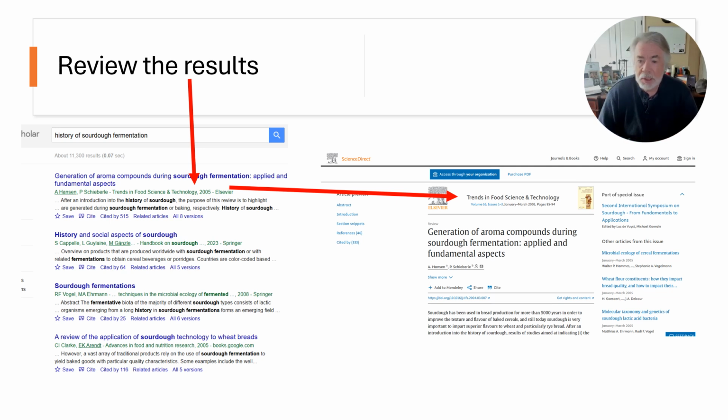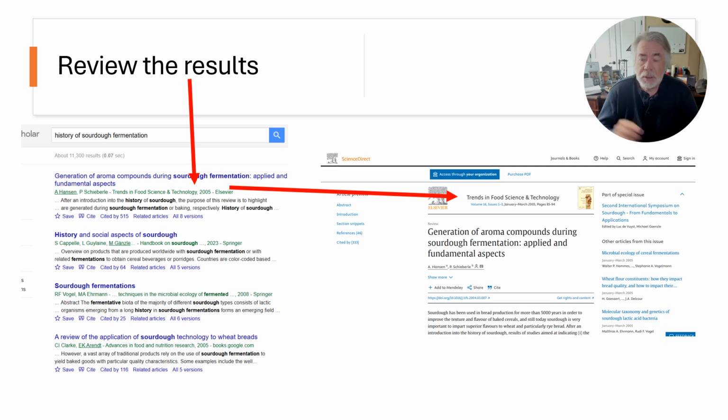So I found this, I opened it up here on the right side, and you can see the website says Science Direct, and a lot of students want to then decide that that's the source. That is not the source. The source here is where the arrow is pointing, a journal, a scholarly journal called Trends in Food Science and Technology, and it gives you the date it was published and the page numbers, and then there are the authors.